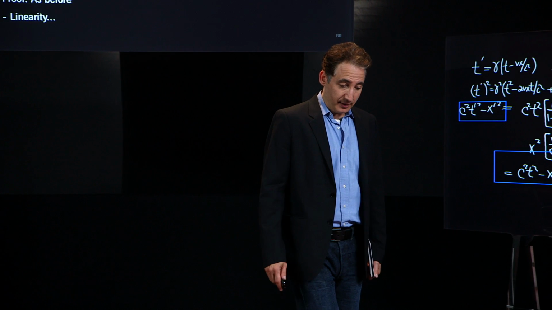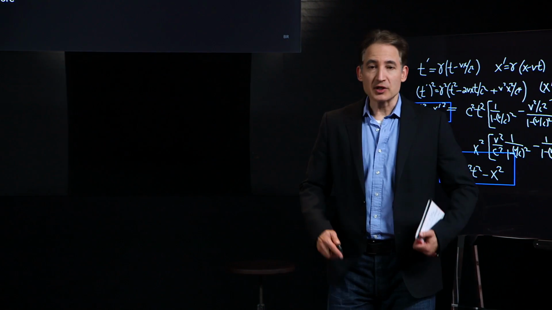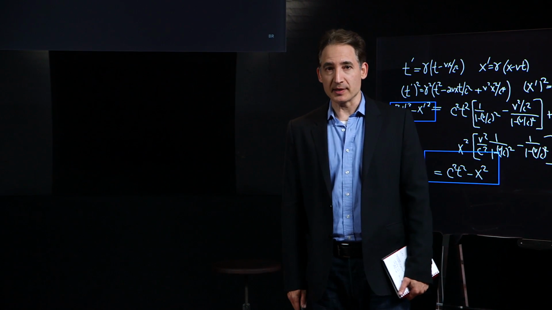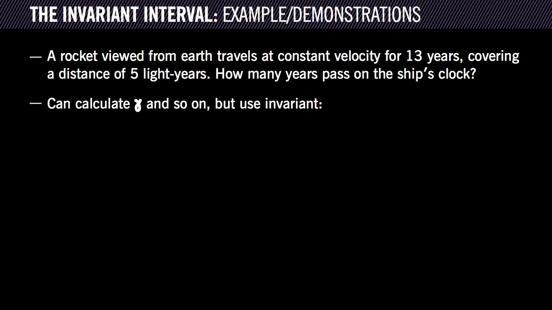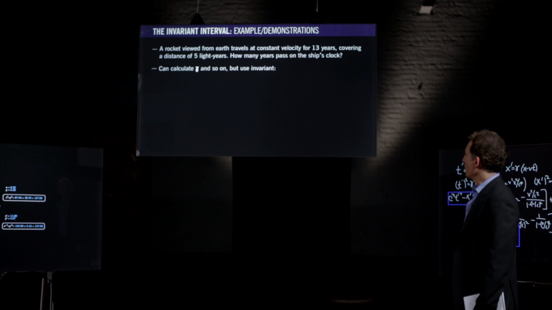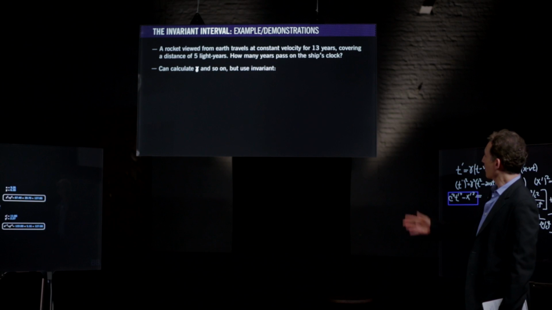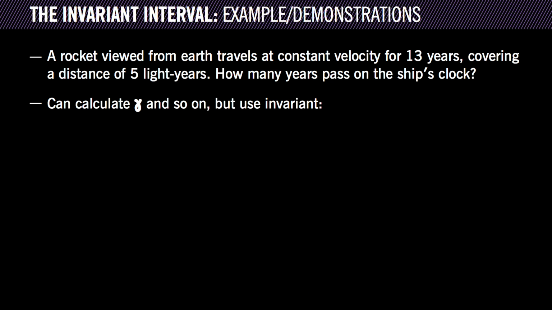Let's look at a little example where we can see this space-time distance, or this space-time interval, in action. Imagine that we have a rocket that's being viewed from the Earth, and it's traveling at a constant velocity, we're told, for 13 years. From the perspective of those on Earth, it covers a distance of 5 light years. We want to know how many years pass on the ship's clock.